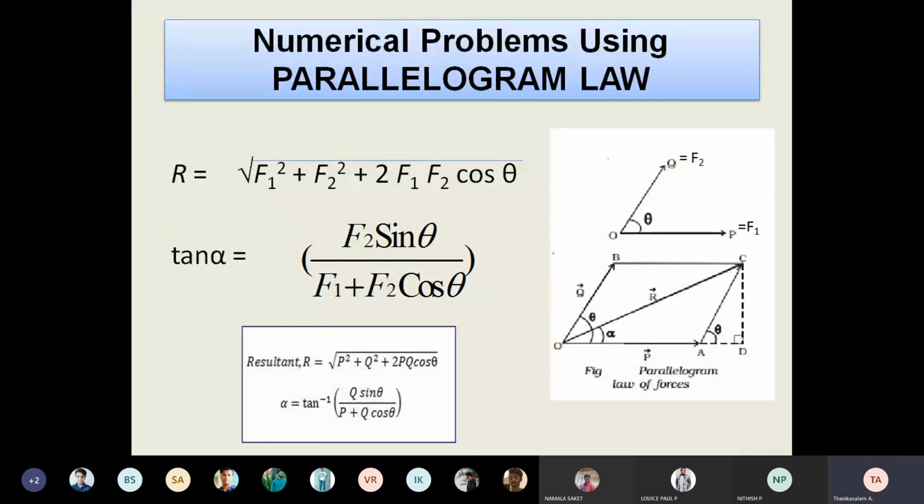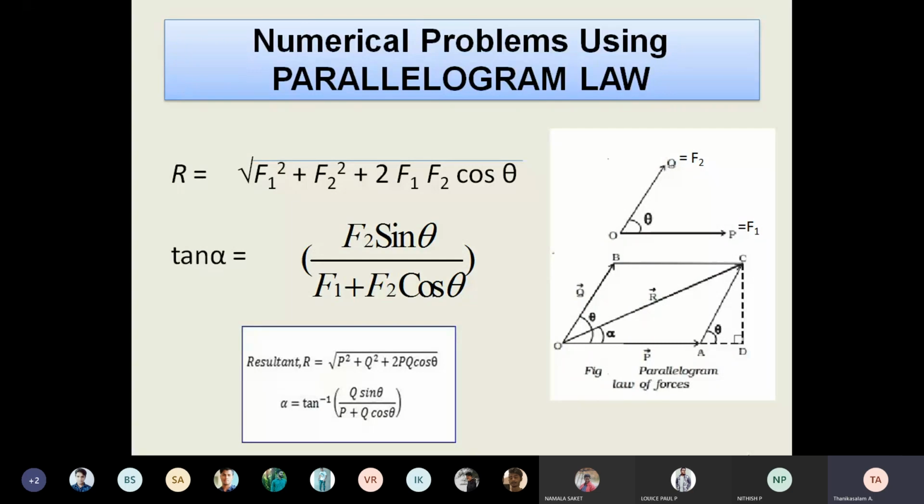Today we are going to solve problems using these formulas. Last week I explained the parallelogram law. What is the use of the parallelogram? Only two forces acting at O, F1 and F2, or P and Q. We can represent the forces as anything, so I am taking F1, F2, with angle theta between the two forces. The resultant is a single force replacing the two forces.